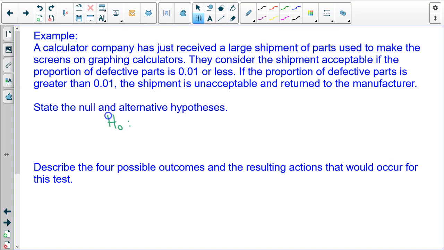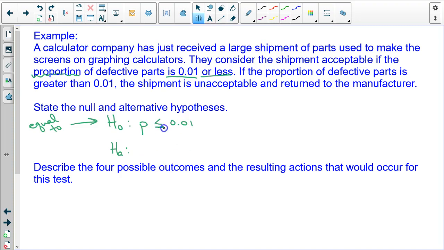Do you remember what I said to you the other day when we're using math symbols? I told you it was actually easier. Very good, Caitlin. The equal to always has to go in the null. Okay? So if you read this, the shipment is acceptable if the proportion of defective parts is, that means equals, or less. So we are going to have to use another symbol too, though. The proportion is P, because that's just a fraction, right? So P is less than or equal to 0.01. Do you see how the equal to is in that one? So it's fine that we put less than or equal to.